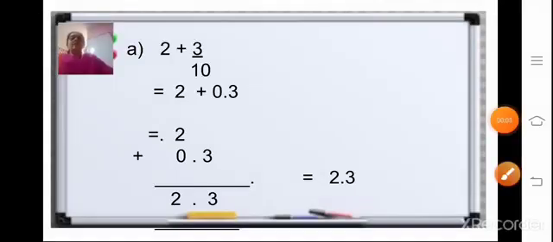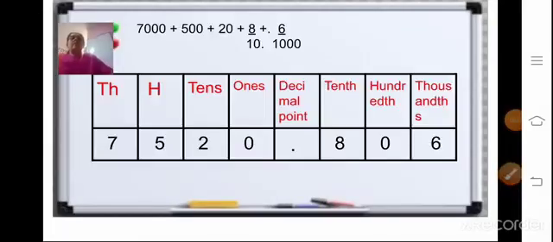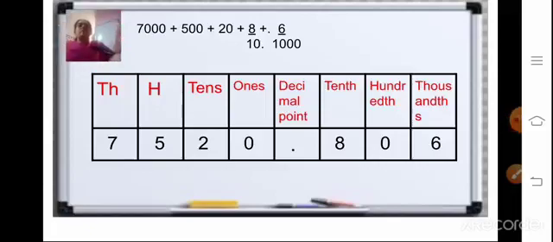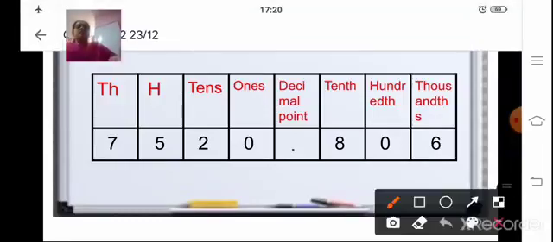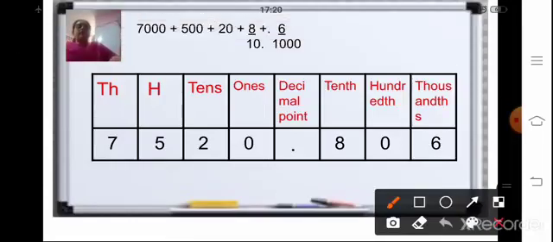Okay, coming to the next sum, C1, that is 7,000 plus 500 plus 20 plus 8 upon 10 plus 6 upon 1,000. Now 7 is in thousands place, so you will write 7 under thousands place using a place value chart. 5 is in hundreds place. 2 is in tens place. There is no number in the ones place, so you put a 0.